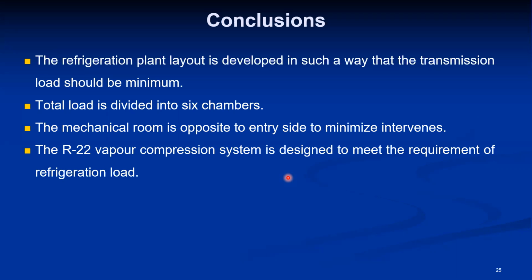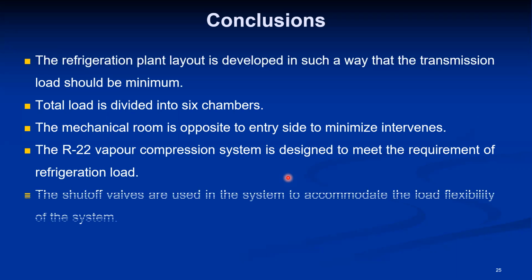unloading. The R22 vapor compression system is designed to meet the required refrigeration load, and the shut-off valves are used in the system to accommodate the load flexibility of the system. In between, the shut-off valves are used, so we can disconnect any system, because there are four systems working. If the plant capacity is 50 and the pre-cooling is not there, then we can shut off both pre-cooling systems. If suppose 50% pre-cooling is there, we can run only one system.